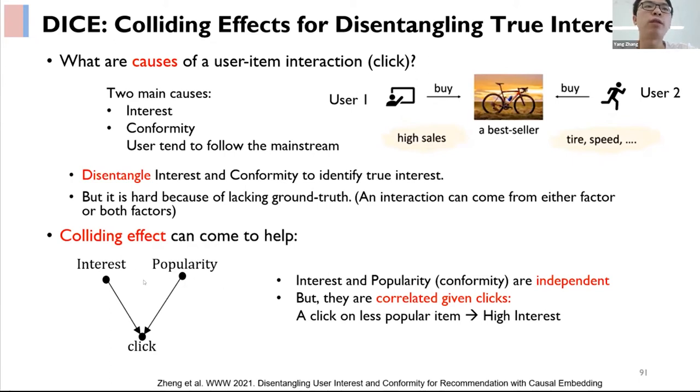In this graph, we can find interest and popularity are independent, but conditioned on click, popularity and interest become correlated. Then we have that if a click happens on a least popular item, the click is more likely due to high interest. Thus, utilizing this property makes it possible to distinguish interest and conformity, because it provides us information regarding which clicks are more likely caused by the true user interest.